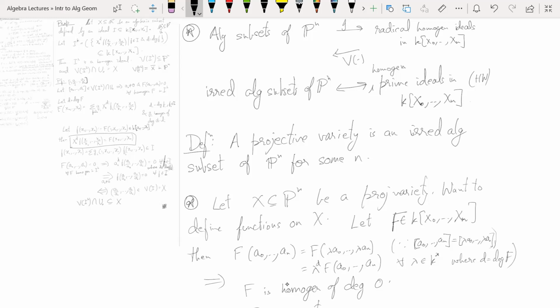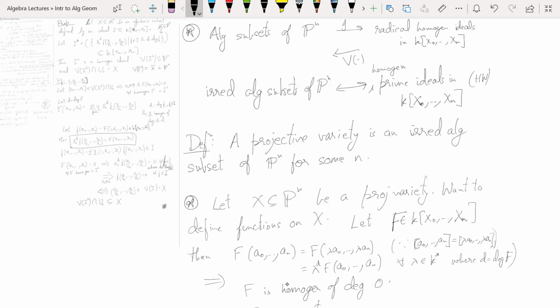Under this correspondence, irreducible algebraic subsets of Pn. So irreducible, the definition is the same: you can't write it as a union of two proper, non-empty closed subsets. So the definition for irreducible affine algebraic subsets and irreducible projective algebraic subsets is the same.